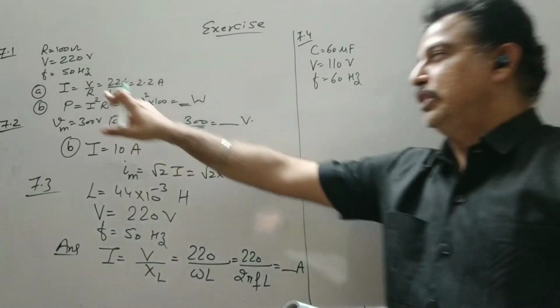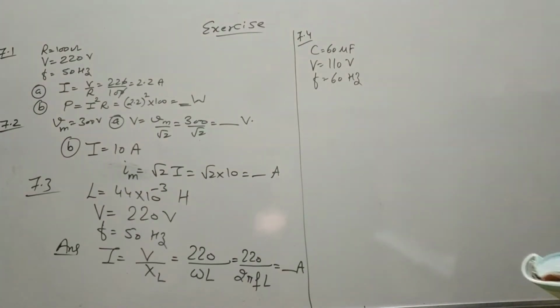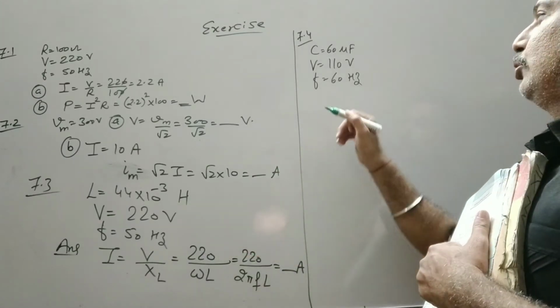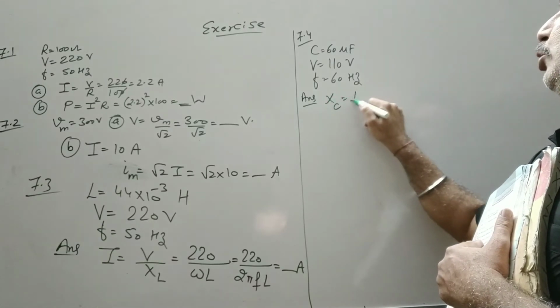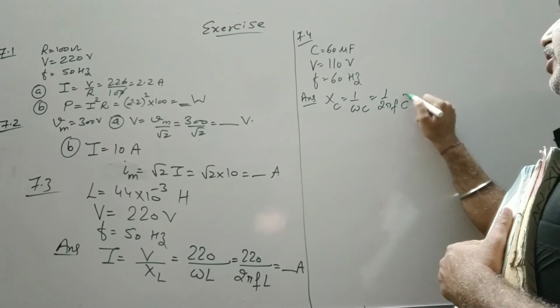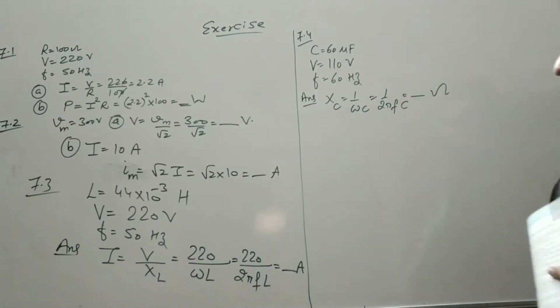In India the frequency of AC source is 50 Hertz, and in America it is 60 Hertz. Determine the RMS value of the current in the circuit. So it is similar to question number 3. Here XC will be equal to 1 upon omega C, that is 1 upon 2 pi F into C. This much ohms is the total resistance of the circuit.